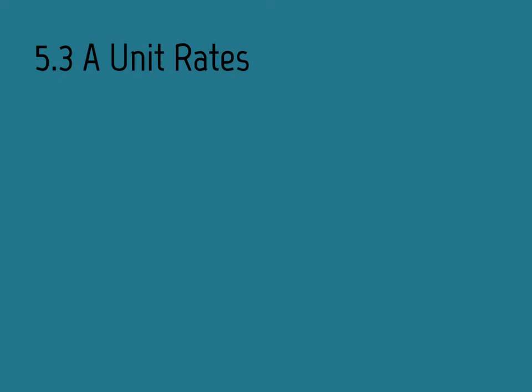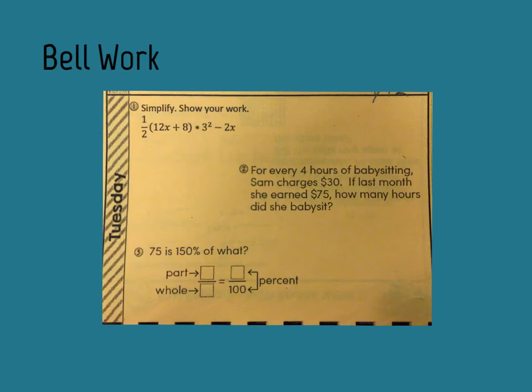For example, I could say there's a 3-to-1 ratio, or it could be 1-to-3, depending on which way you set up the ratio. But one of these numbers is always a 1. That's what unit means, 1. So let's continue with our lesson. All right, to start out today, we are going to look at your bell work.